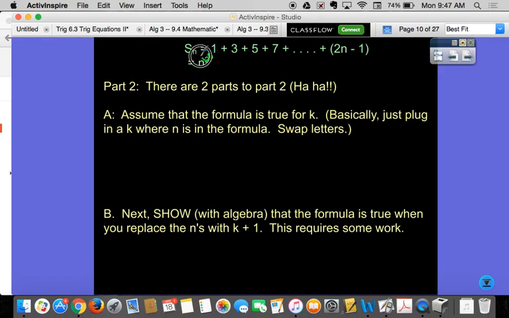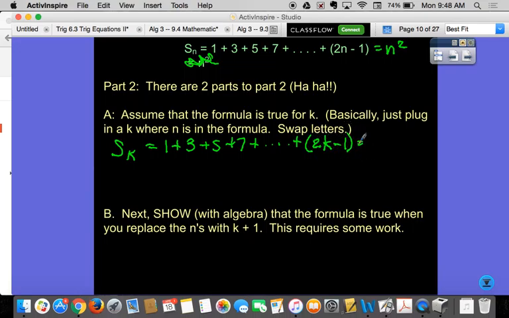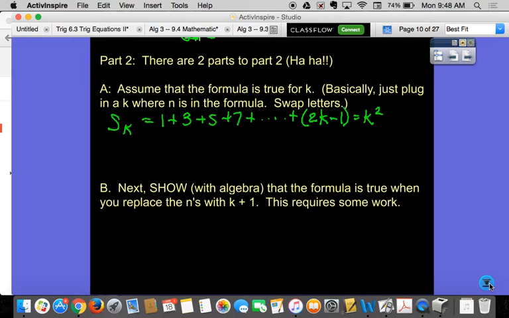Okay? Again, let's change this notation. N squared. Now, the next part is to assume that it is true for all k. So we're going to come in here and we're going to find out what is S sub k. Well, as I told you before, you basically have your entire sequence. You're going to copy the sequence, and wherever you have an N, you're going to replace your N with a K. And that's all that is. Don't make it harder than it is.